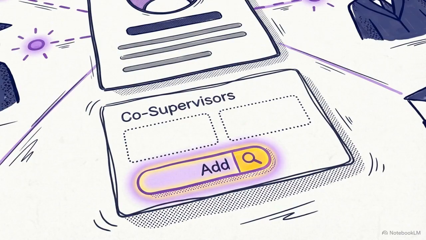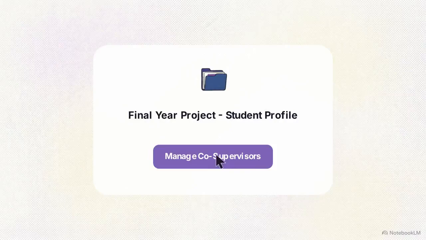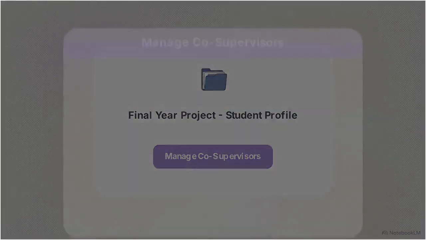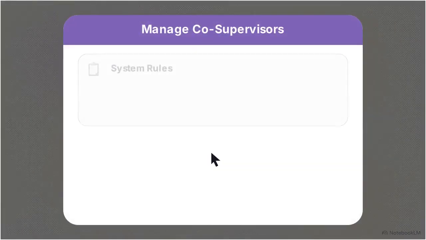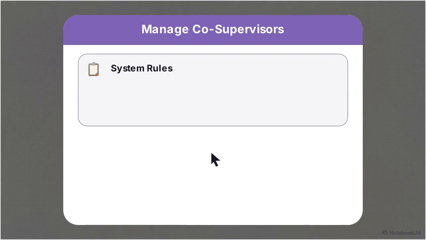Scroll down the student profile page until you locate the Co-Supervisor section. As we look at this interface, click to open the Manage Co-Supervisors modal window. Inside the modal, there is an informational alert box. We need to review the 3 system rules listed here.